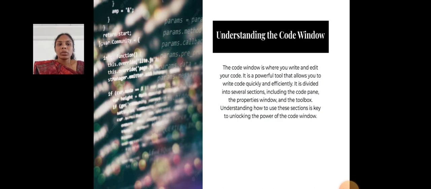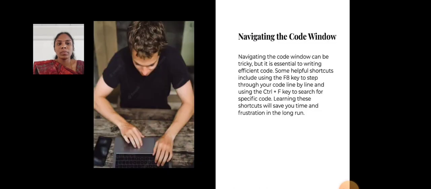Understanding the code window. The code window is where you write and edit your code. It is a powerful tool that allows you to write code quickly and efficiently. It is divided into several sections, including the code panel, the properties window, and the toolbox. Understanding how to use these sections can unlock the power of the code window.